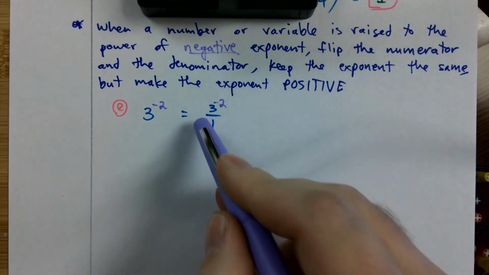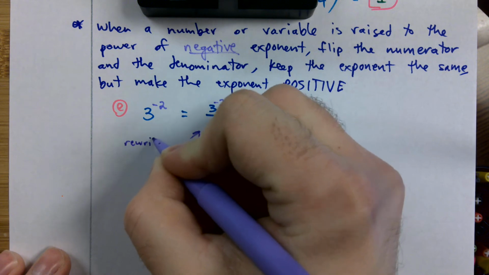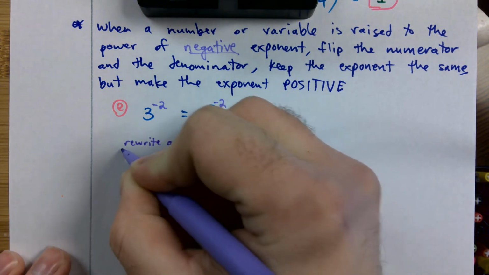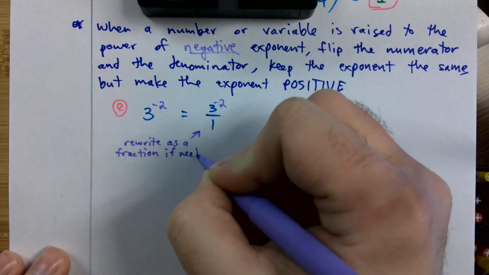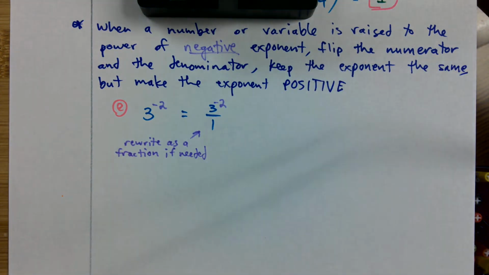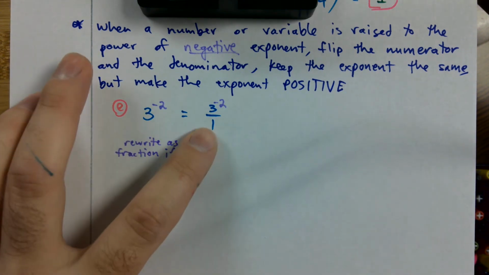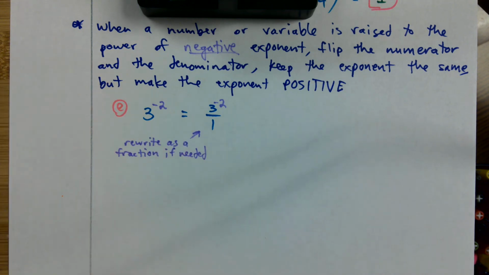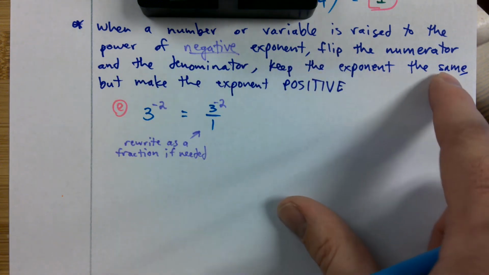So we're going to rewrite it as a fraction. If you start out with just a whole number like 3 or 10 or negative 4, write it as a fraction first. That's going to make flipping it so much easier once you're getting started. And we'll go over the shortcuts in a bit here. So that's our first step. Flip the numerator and the denominator. Perfect. We're going to keep our exponent the same.